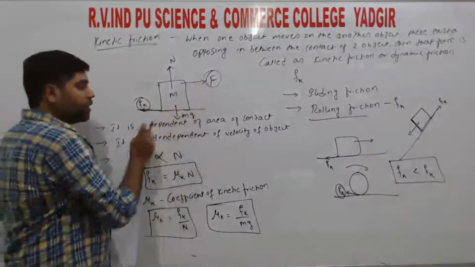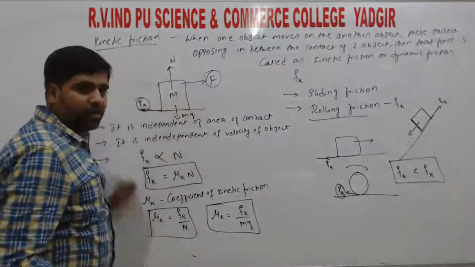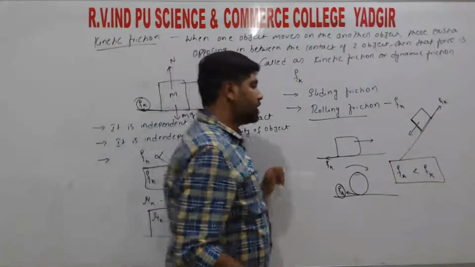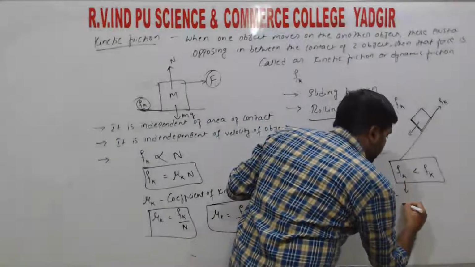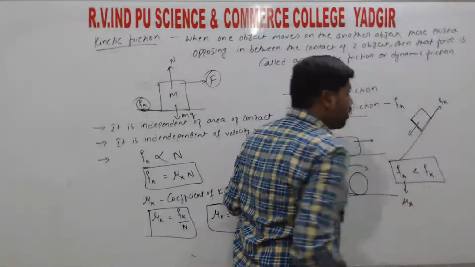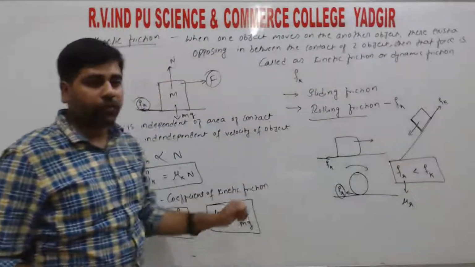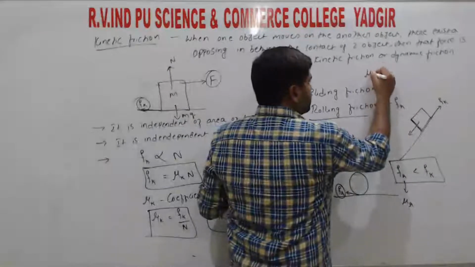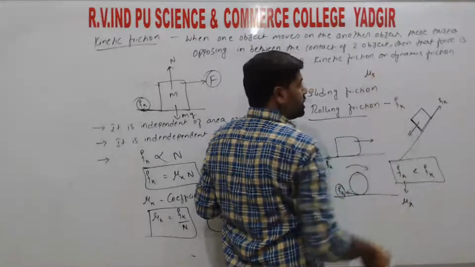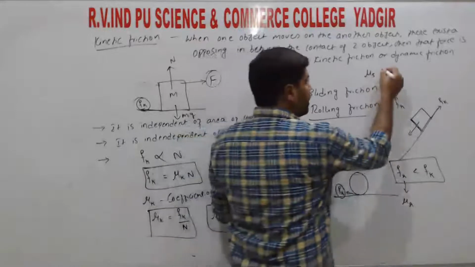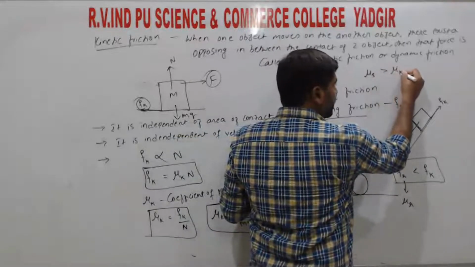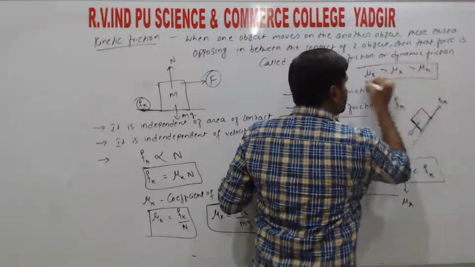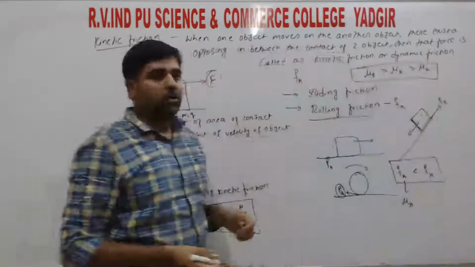So here mu k is the coefficient of kinetic friction and mu s is the coefficient of static friction, and here we are getting one more, mu r, where mu r is the coefficient of rolling friction, right? So from the experiment we can state that the coefficient of static friction mu s is greater than the coefficient of kinetic friction, which is greater than the coefficient of rolling friction, right?